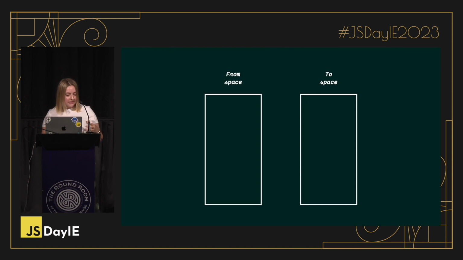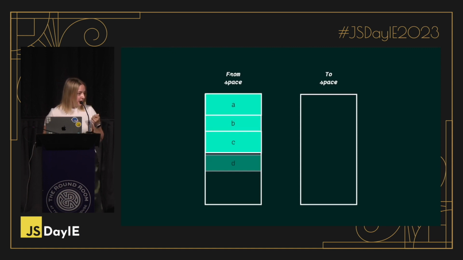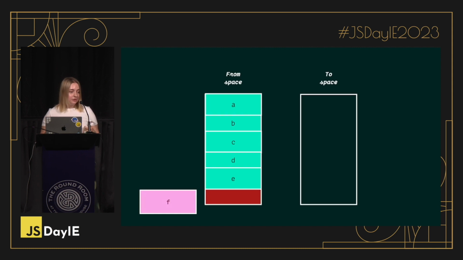As our program runs, new objects get allocated into the memory. But then at some point, the time comes when we are trying to allocate something, but there's just not enough space for it. And this is what triggers the garbage collector. So V8 stops the execution cycle and starts the garbage collection.